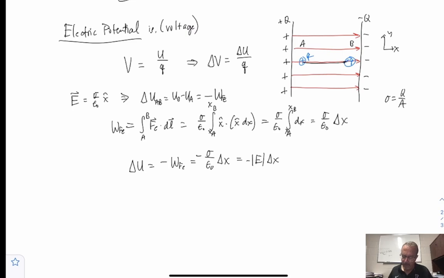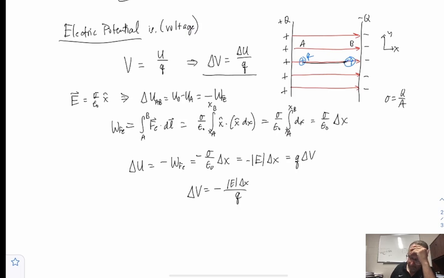And if we're interested in the voltage, then what we're saying here is that the change in potential energy would be equal to Q, and this is my same blue Q that I've drawn up here, times delta V. And so I'd be saying that the change in potential, delta V, is equal to minus E delta X over Q. All right, which is just the change in potential energy per unit charge.